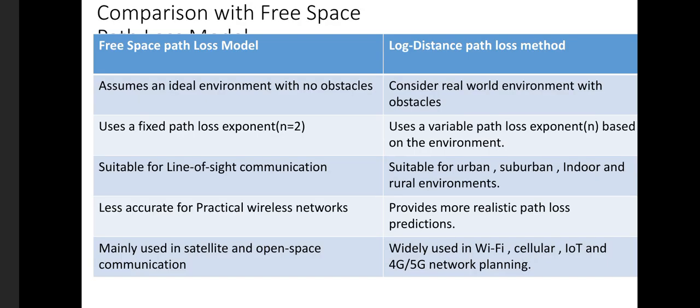So this is the major comparison of free space and log distance path loss. You can have a look at this. In free space there are no obstacles, but in log distance we cannot have such cases. In free space n is fixed, but in log distance n varies based on the environment, whether it is indoor, outdoor, urban, or line of sight. Free space path loss is mainly used for line of sight, and log distance is used for all environments irrespective of their nature.